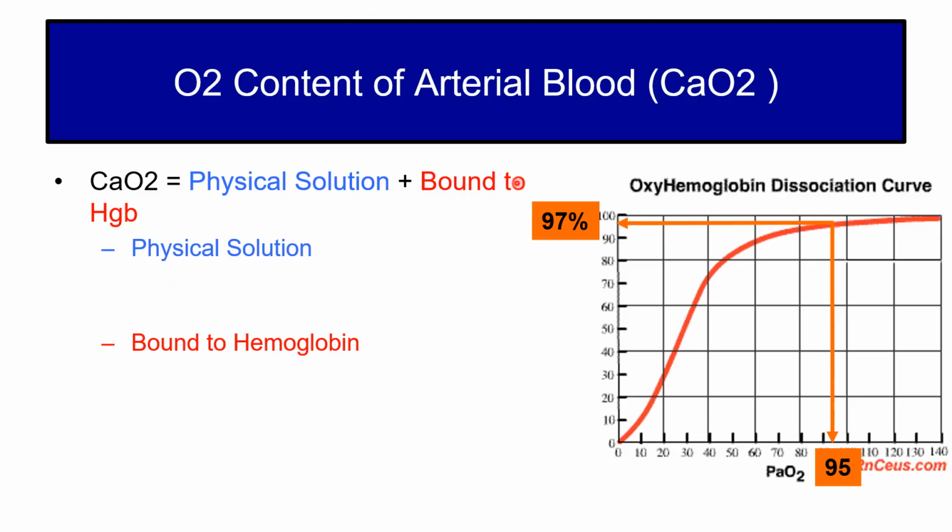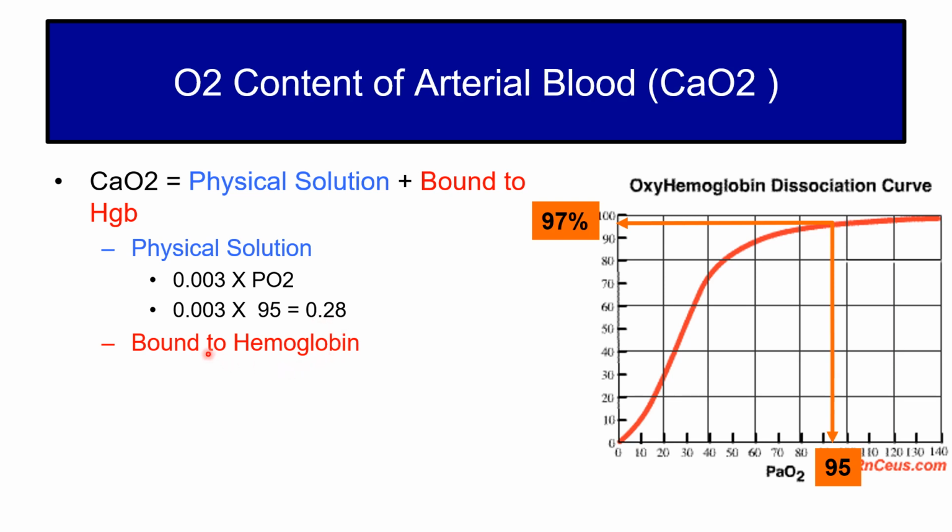So let us now compute for the oxygen content of arterial blood. Usually, the arterial blood has an arterial O2 tension of 95. At 95, you can see that the hemoglobin is 97% saturated. So what's the formula? How do we compute for the amount of oxygen dissolved in physical solution? It is 0.003 times the arterial O2 tension. So 0.003 times 95 is equal to 0.28 ml.